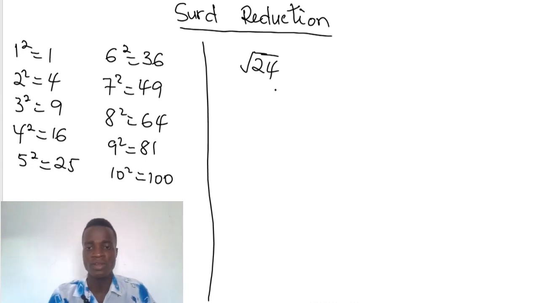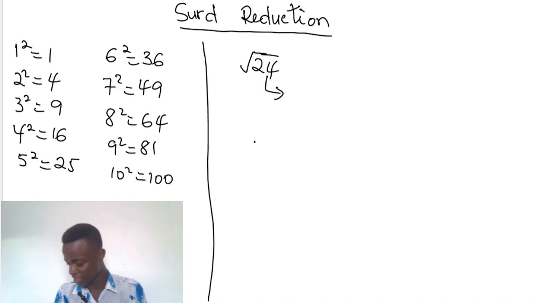So let's say we are talking about 24. Let's reduce the number. Reducing the number means looking for the pair of numbers that multiply to give you 24.